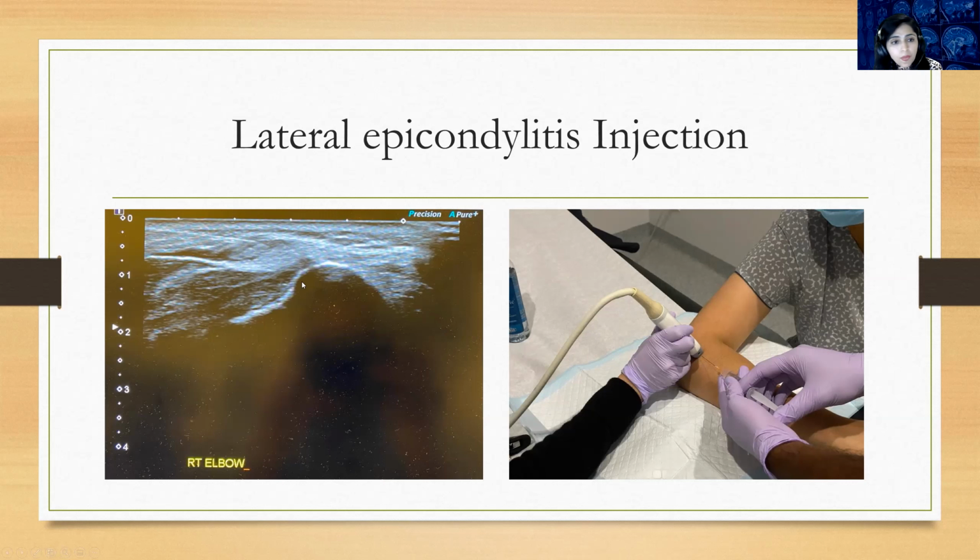So this is the picture. This is the lateral humeral epicondyle, humeral shaft. This is the tendon, the common extensor tendon, which is attaching to the lateral humeral epicondyle, and this is the needle. We take our needle from here and straight at the top of the tendon, we inject over there.